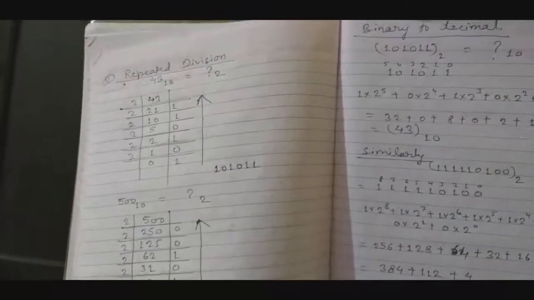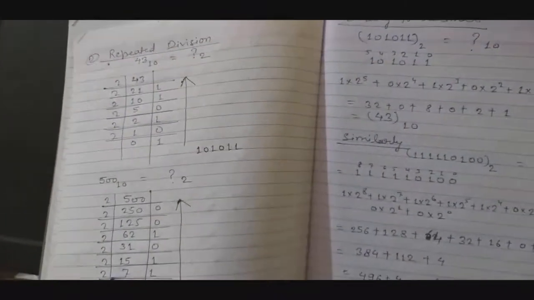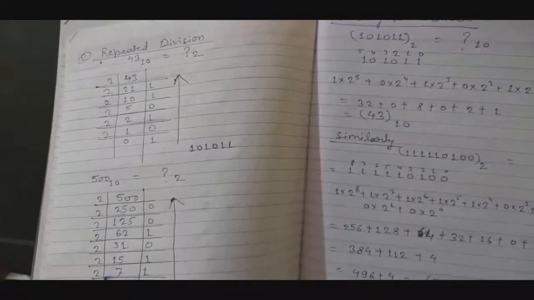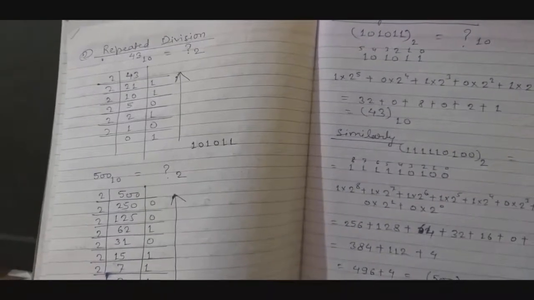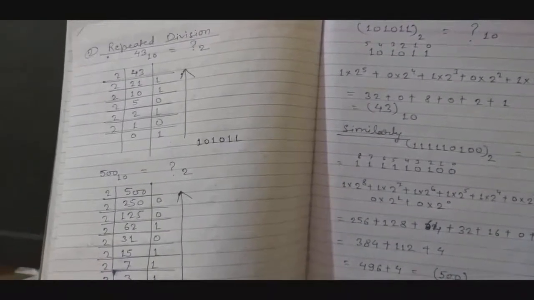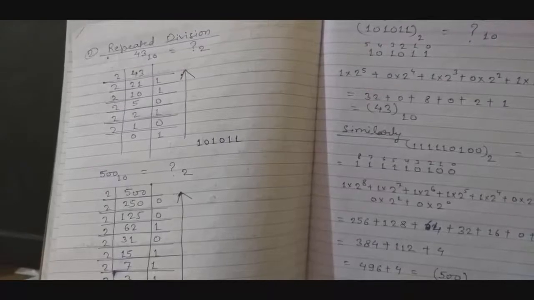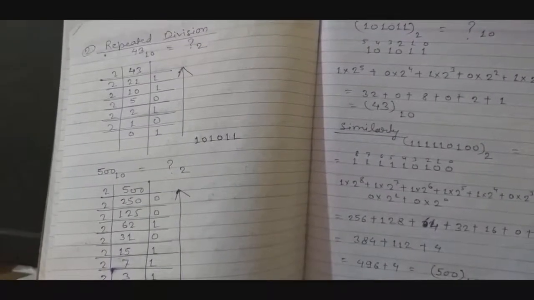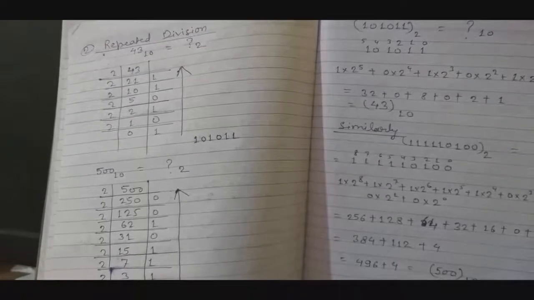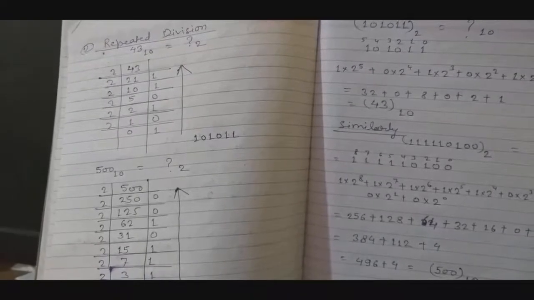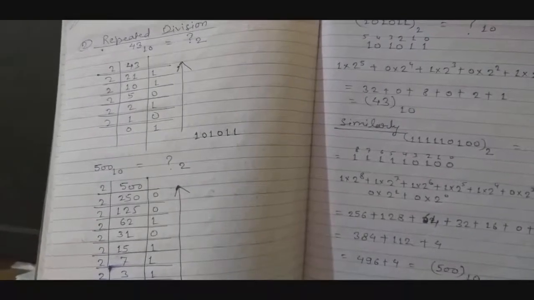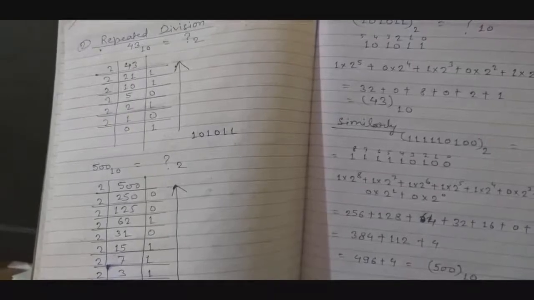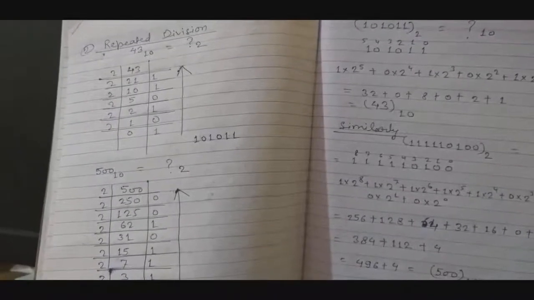Similarly, 2 divides 21, the quotient is 10 and the remainder is 1. Similarly 2 divides 10, the quotient is 5 and the remainder is 0. 2 divides 5, the quotient is 2 and the remainder is 1. Similarly 2 divides 2, the quotient is 1 and the remainder is 0. Afterwards 2 divides 1, and 1 is a smaller number than 2, so the quotient will be 0 and the remainder will be 1.